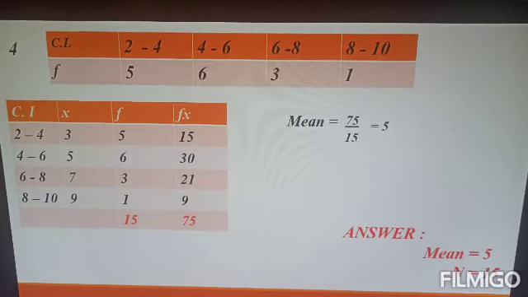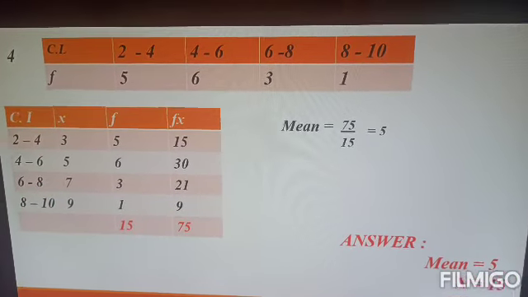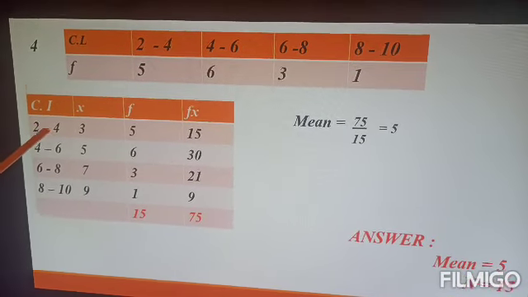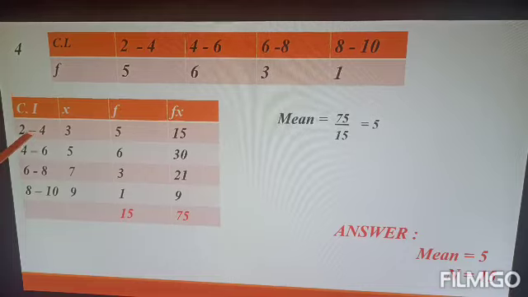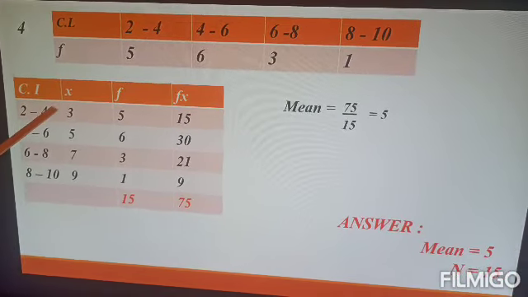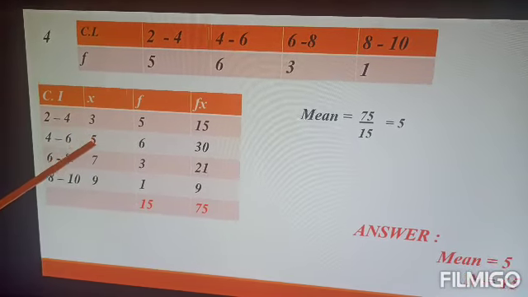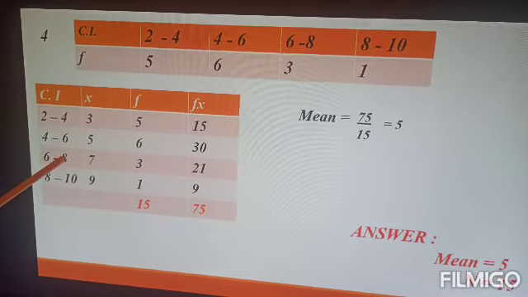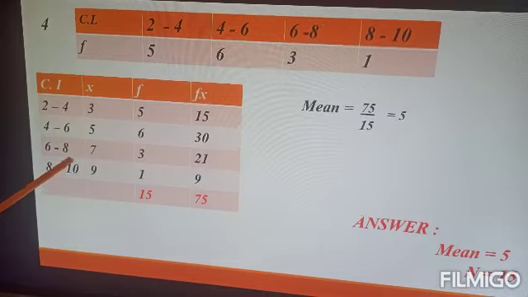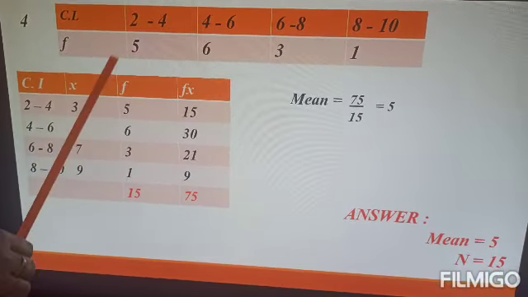Now make a column and find the x column by Ci. Add these two and take the average by dividing by 2. 2 plus 4, 6. 6 divided by 2, 3. 4 plus 6, 10. 10 divided by 2 will get 5. And 6 plus 8, 14. 14 by 2, 7. 8 plus 10, 18. 18 by 2, 9. Okay.